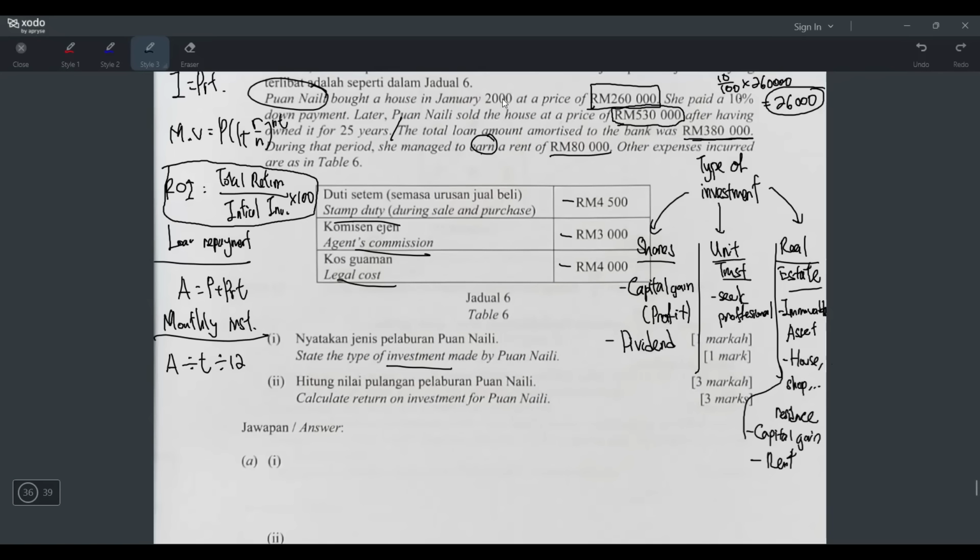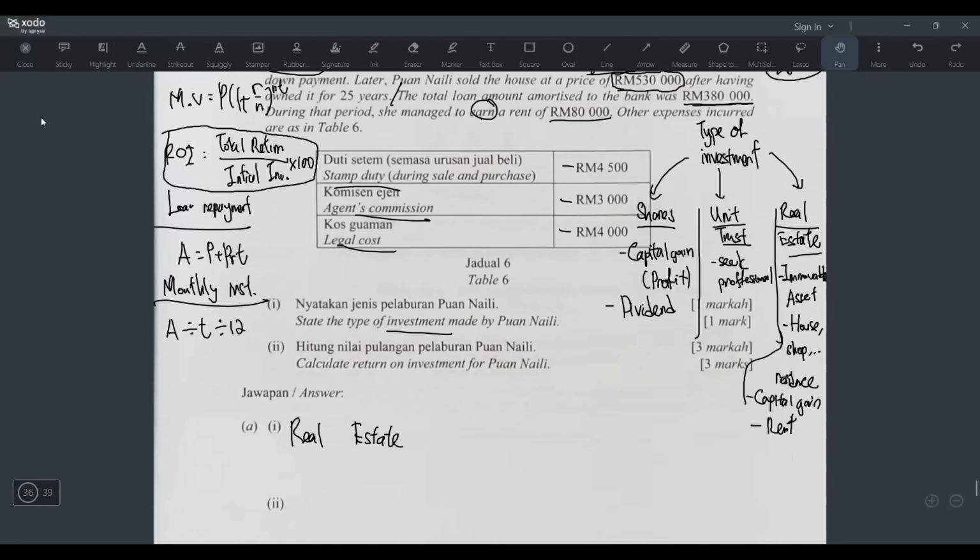Okay, but the question one only asks for the type of investment. So which type is it? Okay, it's real estate, because it's about investing in a house and then selling it after owning it for 25 years. So it's real estate. Okay.